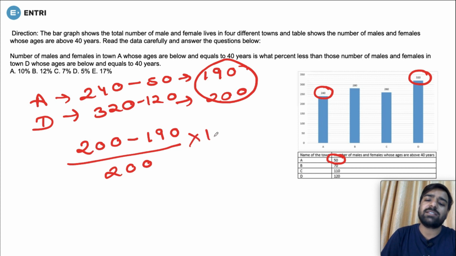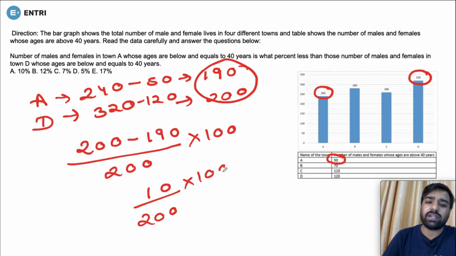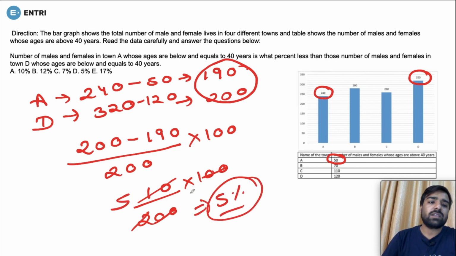So what do you have to do? Just take out its percentage, and for percentage we know we just multiply by 100. So the difference was 10. So 10 divided by 200 into 100. The 2 zeros cancel out, and 2 fives are 10. So our answer is going to be 5%. Is there any option that is 5%? Yes, option D is correct.